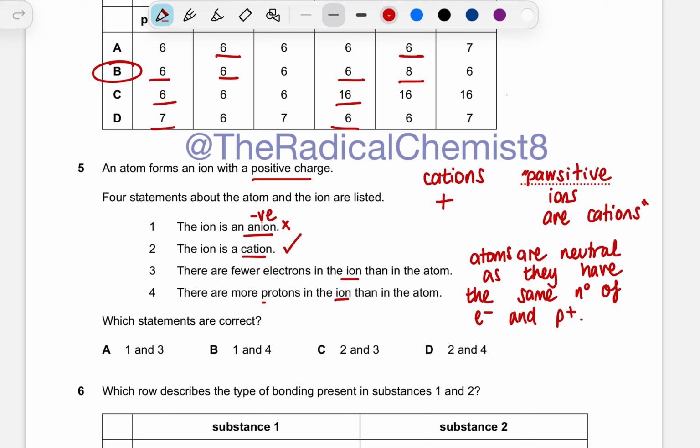So first of all, proton number is not even going to change because ions are formed when electrons are gained and lost. So automatically this is wrong. And then here, fewer electrons in the ion than in the atom. This would be correct because if you're losing electrons, this means overall there's going to be an imbalance of electron and proton number. And you're going to end up with more protons than electrons, so an overall positive charge. So your answer is 2 and 3, so C.